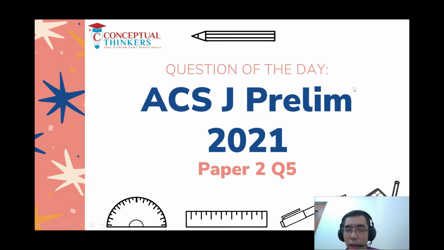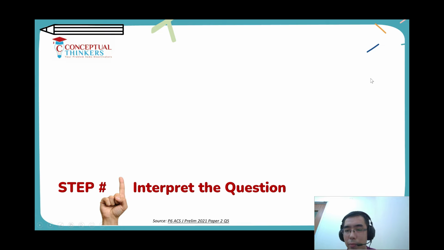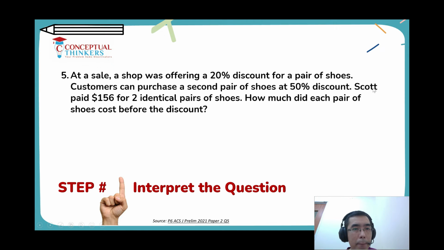So for today, we will be looking at ACS Junior Prelim 2021 Paper 2 Question 5. So let's start by interpreting the question. At the sale, a shop was offering a 20% discount for a pair of shoes. Customer can purchase a second pair of shoes at 50% discount. Scott paid $156 for two identical pairs of shoes. How much did each pair of shoes cost before the discount?